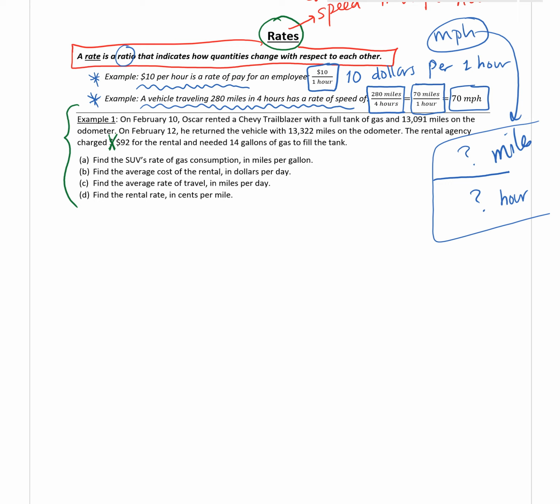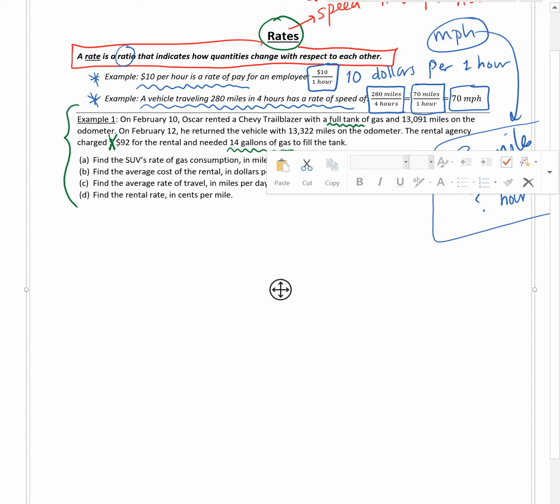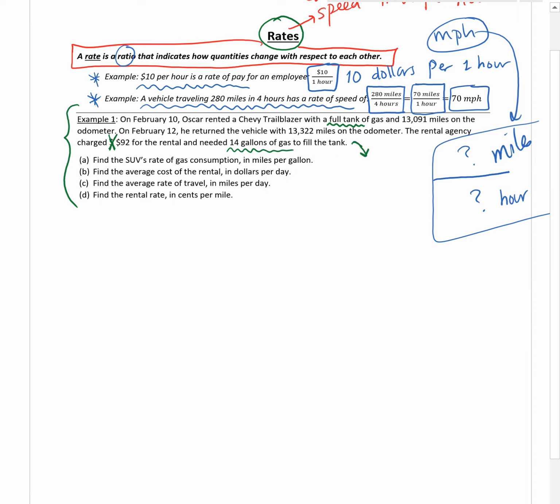Okay, interesting. So notice they kind of snuck this in there in the beginning. He had a full tank of gas in the very beginning, and then in the end they needed 14 gallons to fill it up. So that means he must have used 14 gallons of gas, right? Oscar used 14 gallons. I don't know if that'll be important later, but sometimes it kind of helps when I notice things, I'll write them down because I might forget them later.